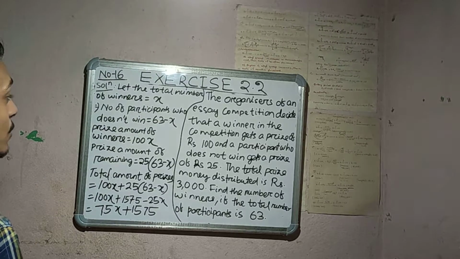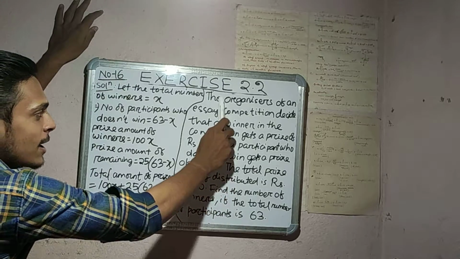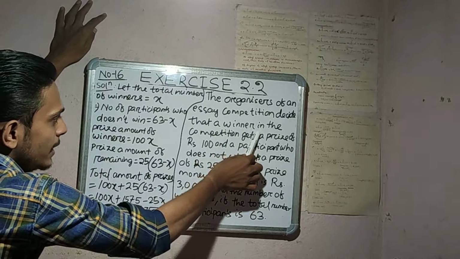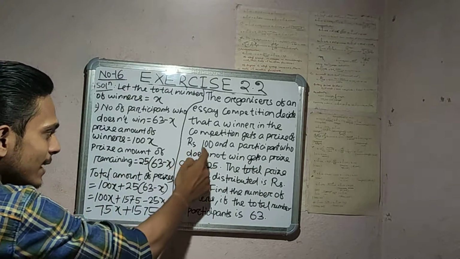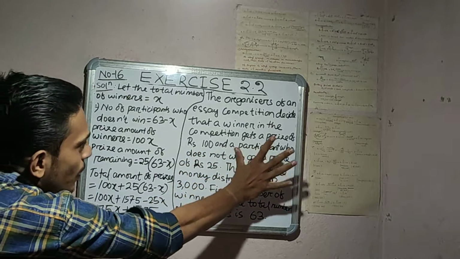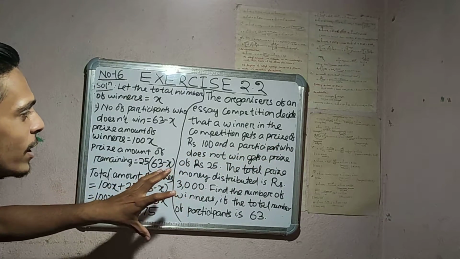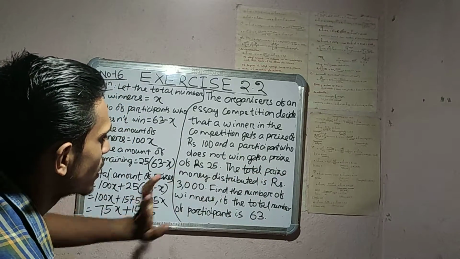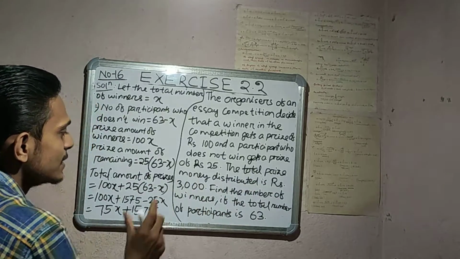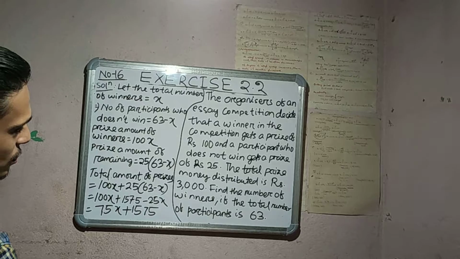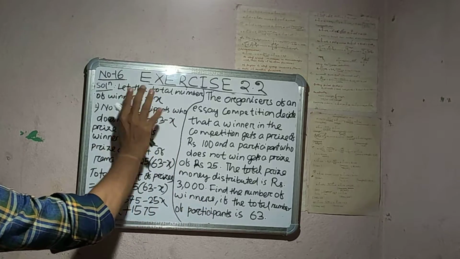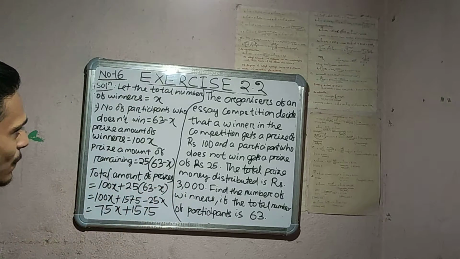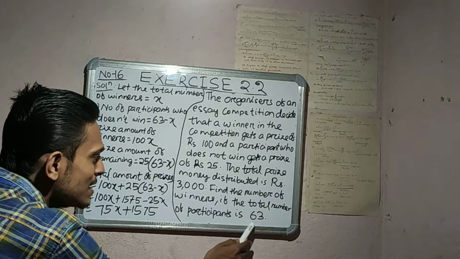So, understand the question very carefully. A winner in the competition gets ₹100, and a participant who only participates but doesn't win, the loser, gets ₹25. The total money distributed is ₹3,000, and we have to find the number of winners. Let the number of winners be X. The total number of participants is 63.